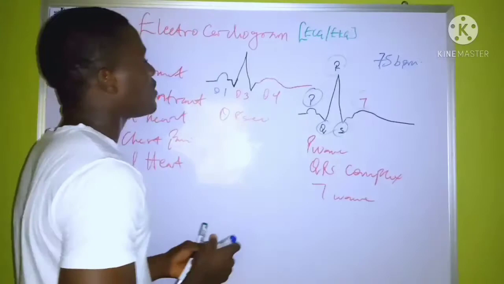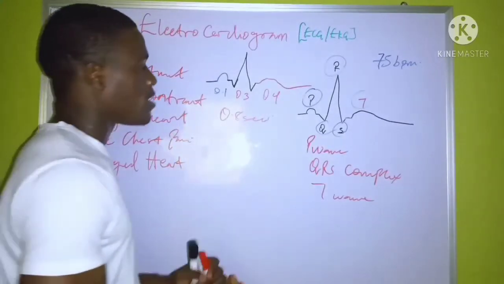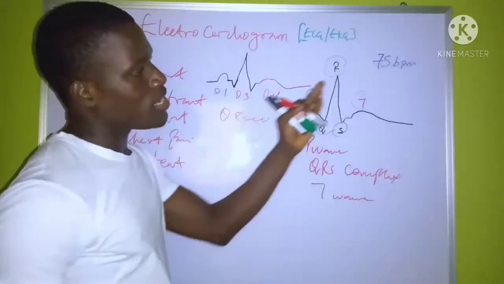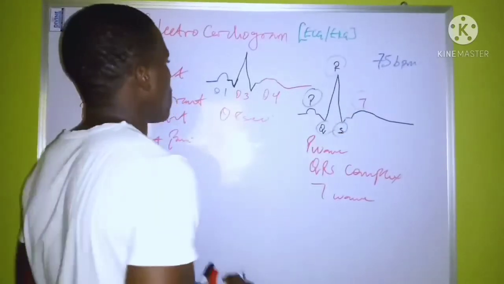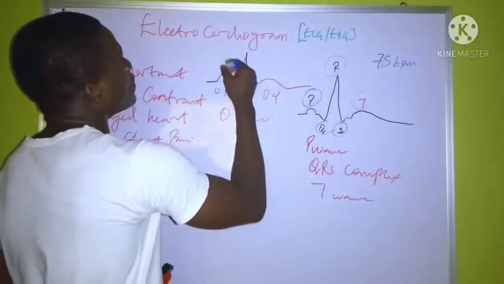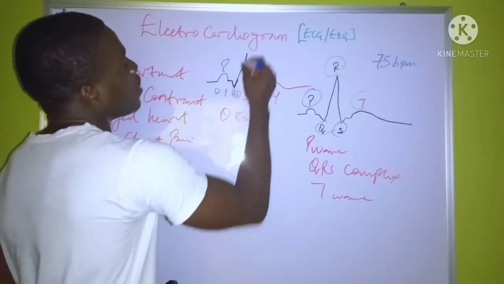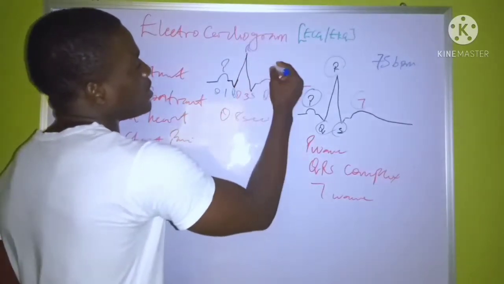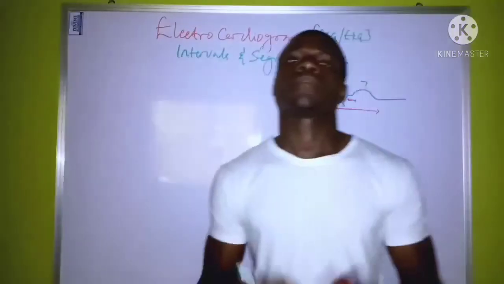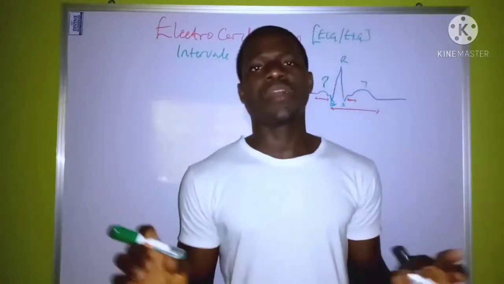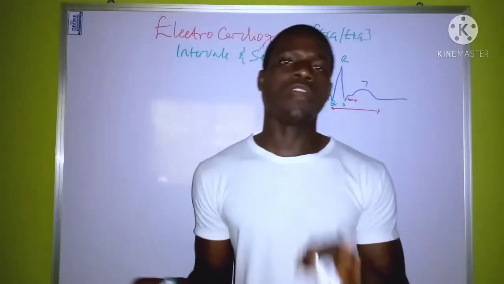You know, the heart rate varies from individual to individual, but we took a typical heart rate of 75 beats per minute. So take note of that. There's the P wave, the QRS complex, and then the T wave. Do not forget. Next we'll be talking about the ECG intervals and segments.